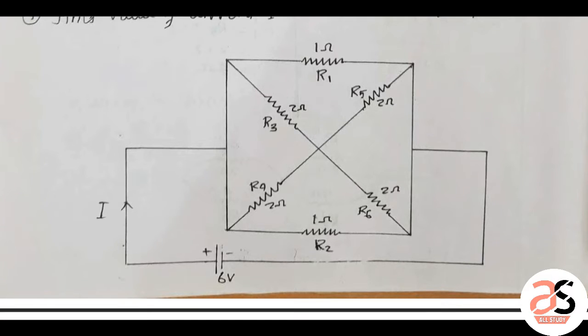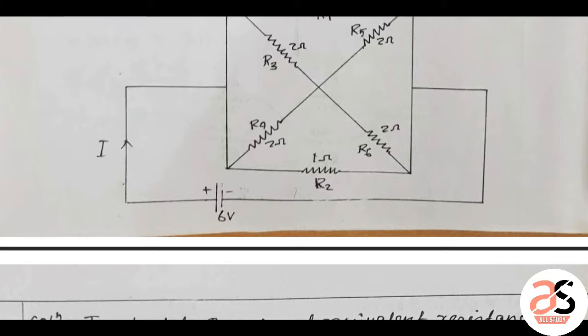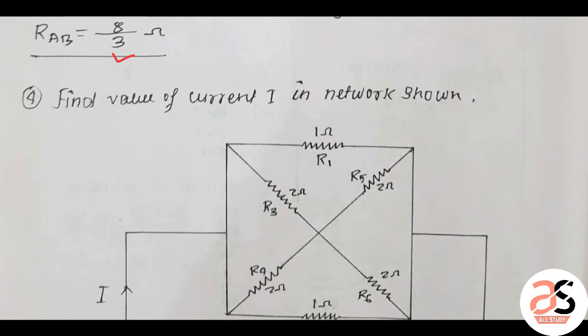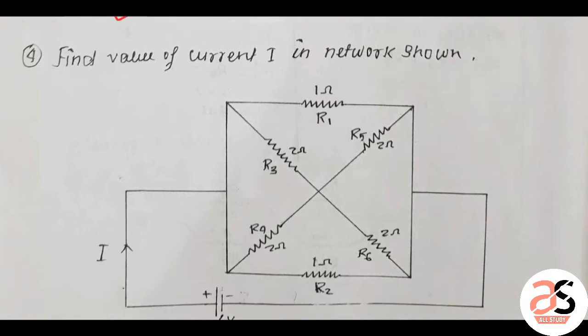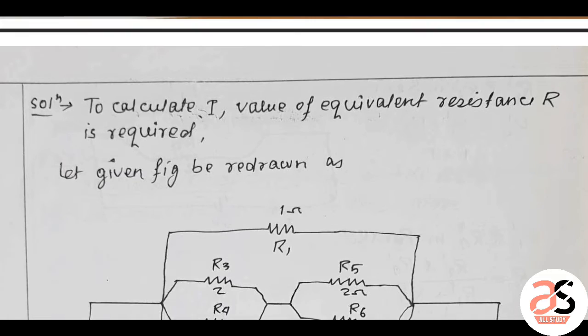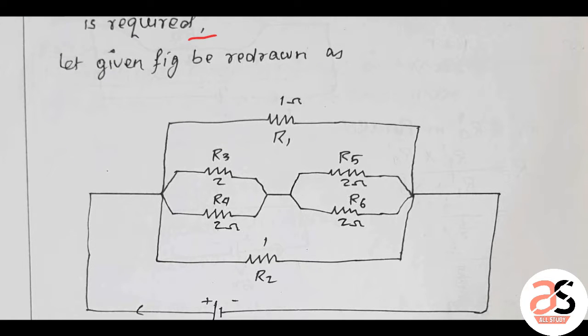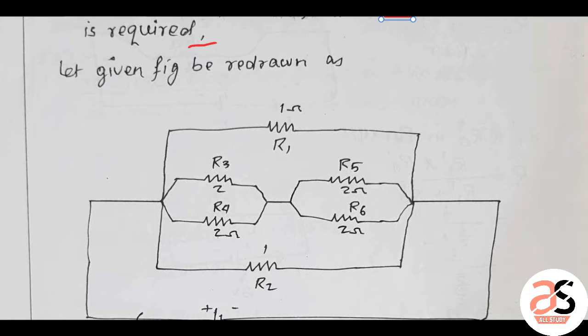So find the current. Potential is given here. To calculate this current we have to calculate the total equivalent resistance of this circuit. So let us calculate. To calculate I, the value of equivalent resistance capital R is needed. Now let us redraw the figure here.